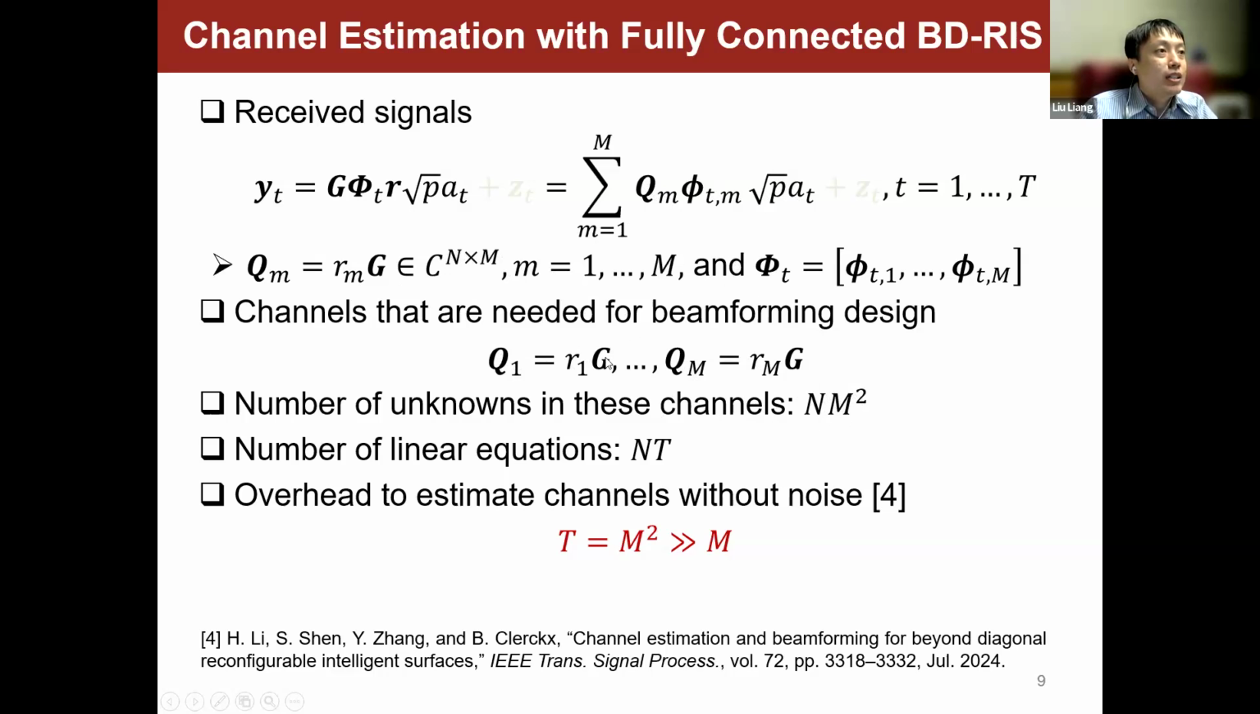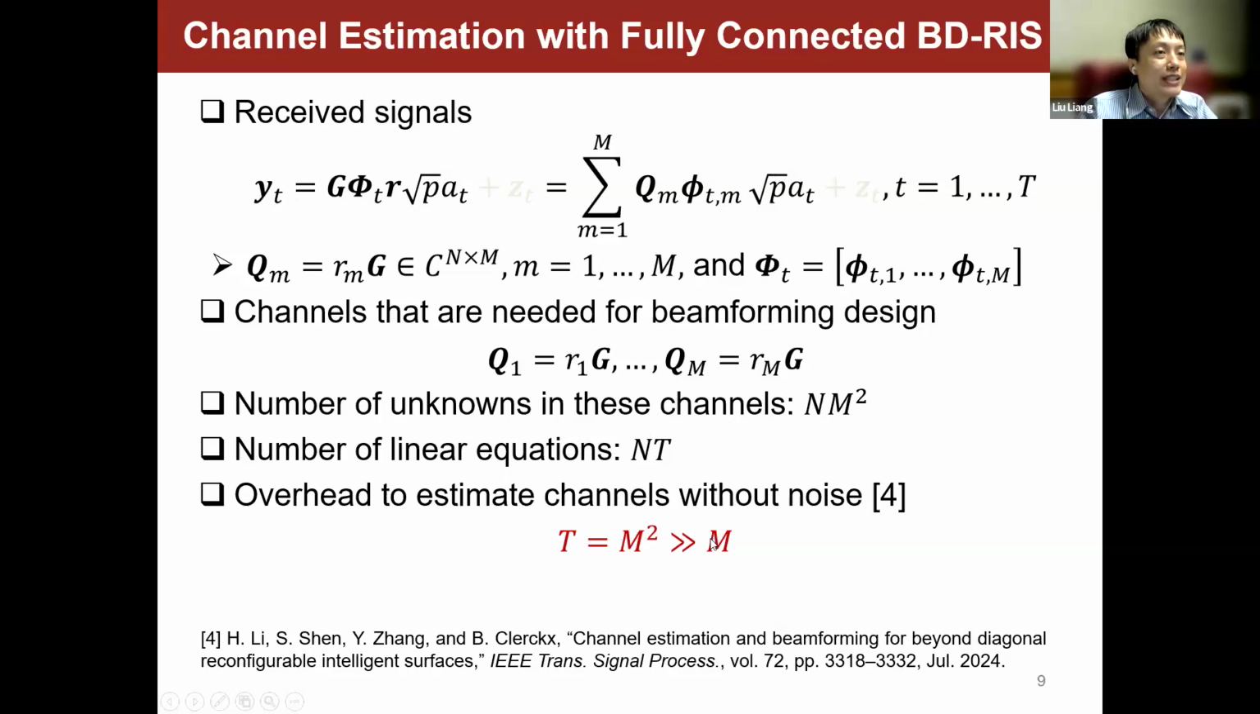And the number of linear equations is: each yt is an N by 1 vector, right? N observations. We have T time slots. So overall, we have NT linear equations. So if we just look at this as a linear system, we need to guarantee the number of unknowns is equal to the number of equations, right? And then we need to make T equal to M squared. We need this number of time slots to estimate all the M cascaded channels.